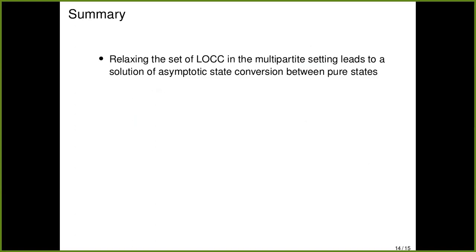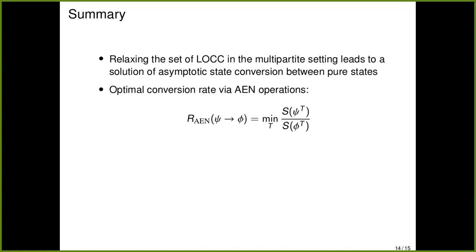So I'm already at the end of my talk. What I have shown you is that by relaxing the set of LOCC operations, we can get a solution of asymptotic state transformations between pure states in the multipartite setting, and the asymptotic rates are given by an expression that is very similar to the bipartite setting. So basically, we take entanglement entropy fractions in all bipartitions.